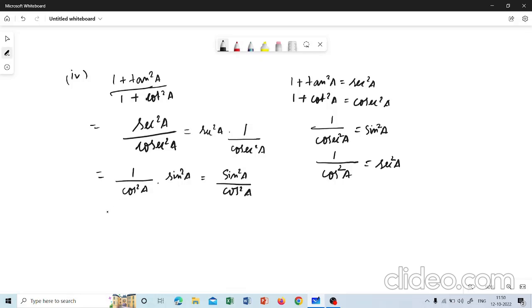Now bringing this together, it equals sine square A by cos square A, which is nothing but sine A by cos A whole square. Sine A by cos A is tan A, squared. So this is what is done: tan square A.